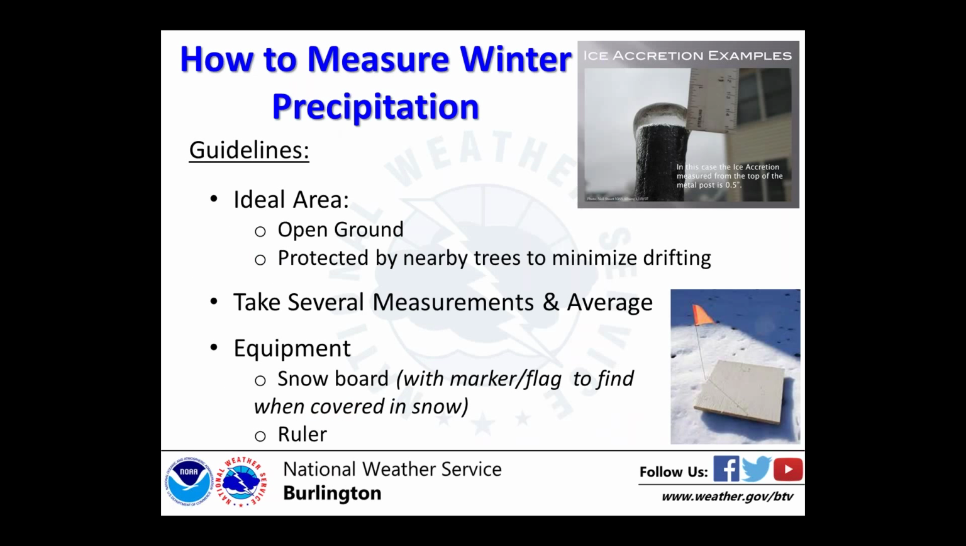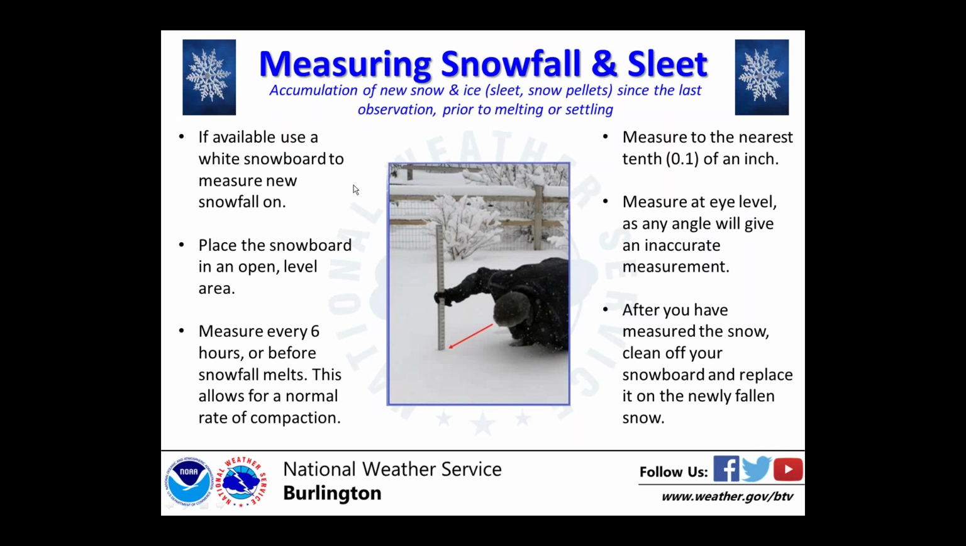Moving on to how to measure winter precipitation. Overall, you want open ground that's protected by nearby trees, but not too close to the trees, which would cause precipitation to not actually reach the ground in that area. You want to take several measurements and average them out, using a snowboard, which is basically a white flat board, and a ruler.